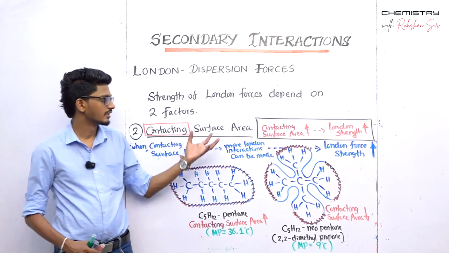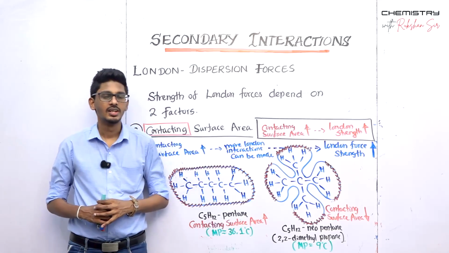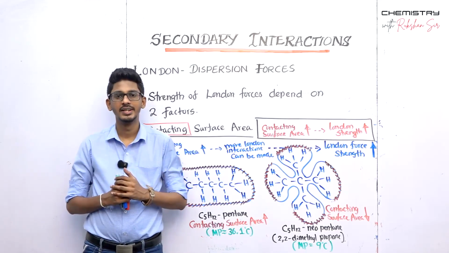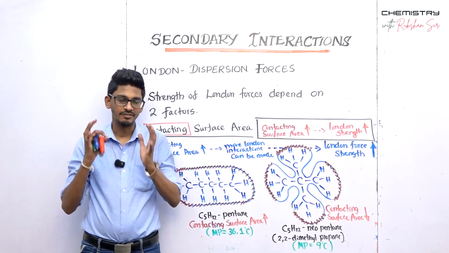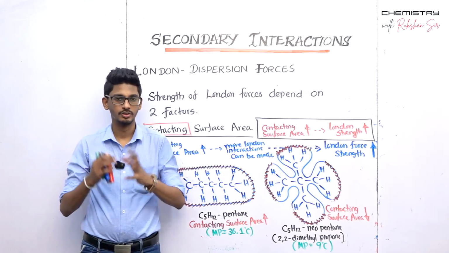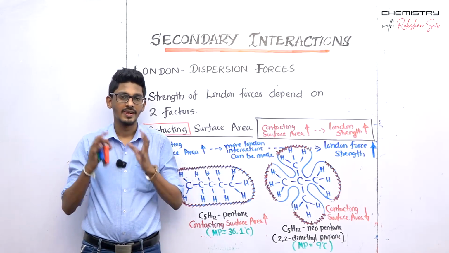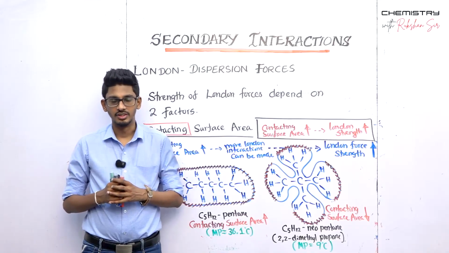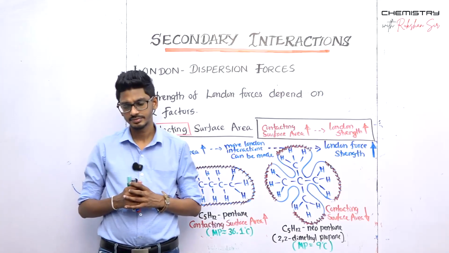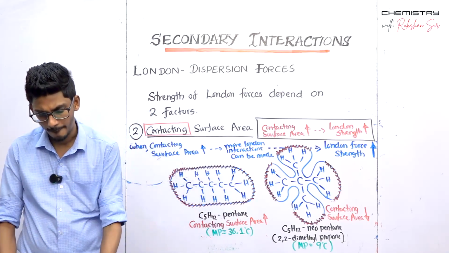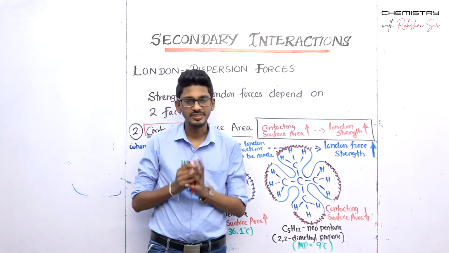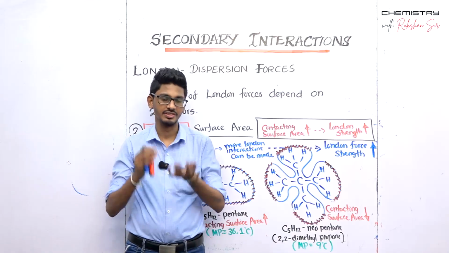Actually, these are the two factors which affect the London force strength. The first thing was molecular weight. When the molecular weight is high, the London force strength is high. The second thing is the effective surface area. When the effective surface area is high, London force strength is high, so that you would observe greater melting points with species with greater effective surface area. Okay, those are the two facts. So that is the end of the discussion of the London forces.